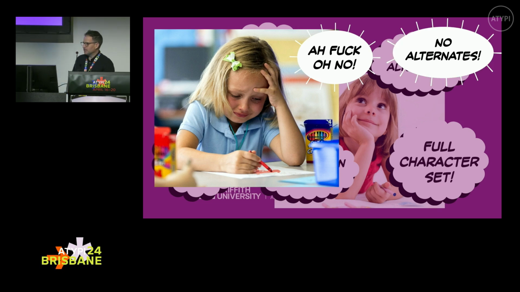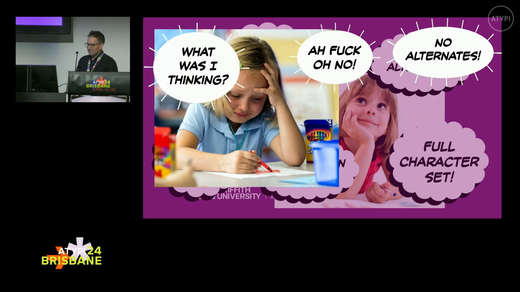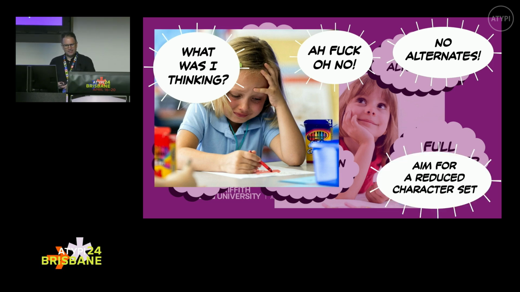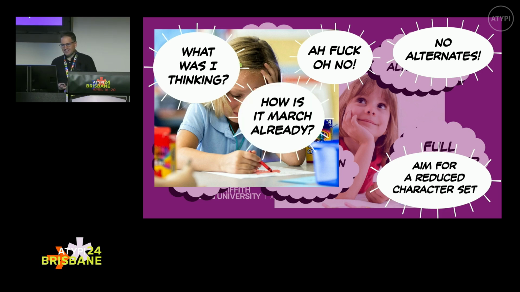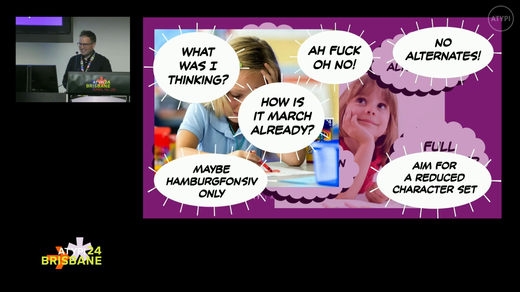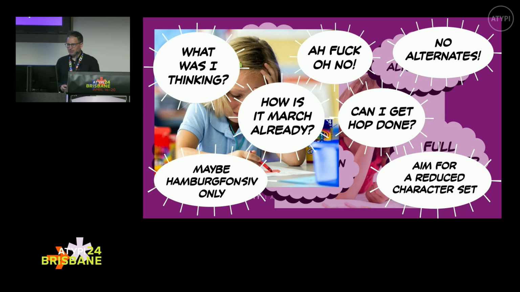Anyway, then I started bargaining with myself. First thing was, no way I'm going to do alternates. Next was some more soul searching, realising it was a really stupid idea anyway. Then I continued bargaining and thought, okay, maybe a reduced character set is the way to go. Then all of a sudden it was March, and I was, okay, this really sucks. Then I thought, let's just do Hamburg fonts. That's probably enough. Then that went by the wayside, and I realised I can probably get 3 letters done, which I did.